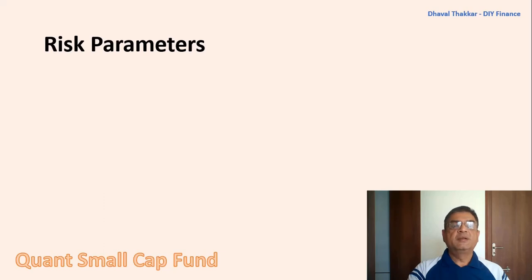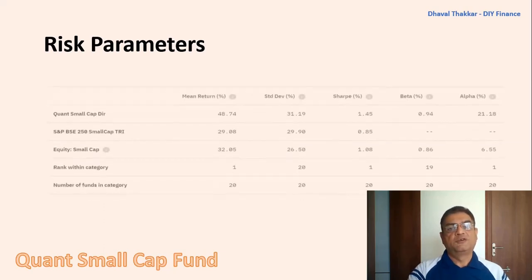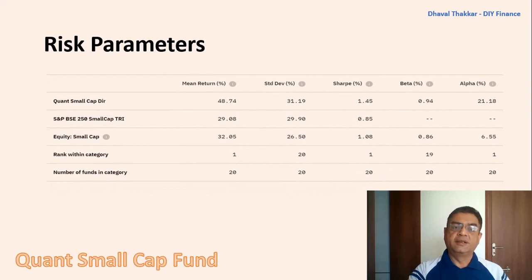Here, we compare the parameters with the benchmark index and the category average. First, the mean return, that is the average return in a year, which is 48.74, which is far more than both the category average and the benchmark. Here, higher the value is better.